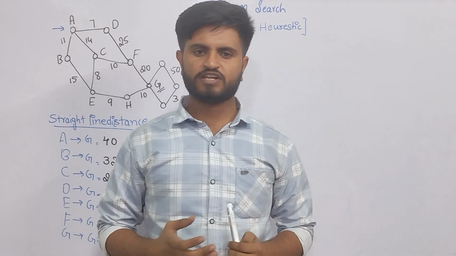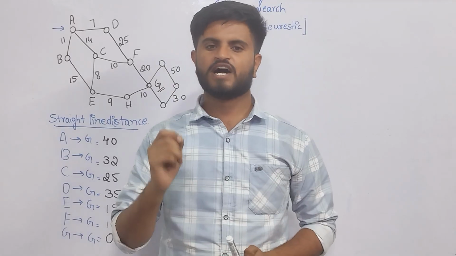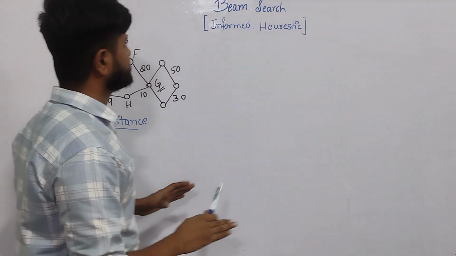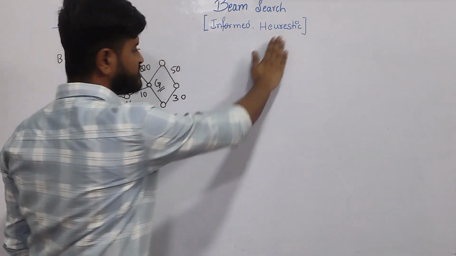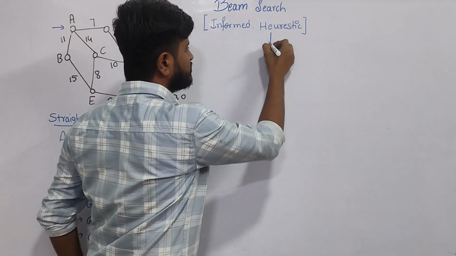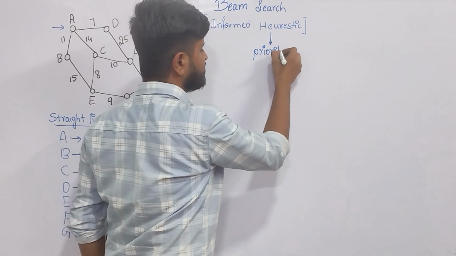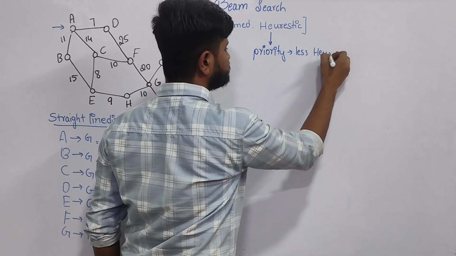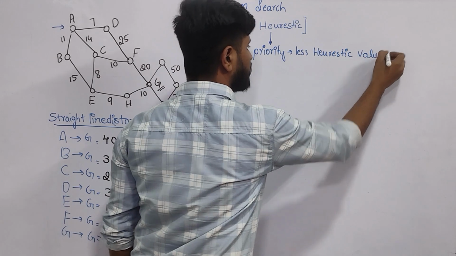Everyone, in this video let's discuss how to solve the beam search algorithm problem in artificial intelligence and machine learning. Same like the best first search algorithm, it is also a uniform and heuristic technique. Heuristic technique means the priority will be more for the less heuristic value. So you must keep this in mind while solving the problem.